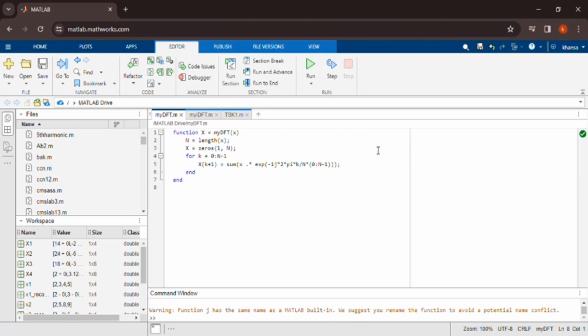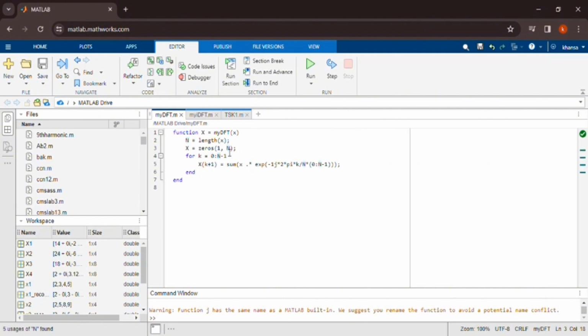This is our DSP lab number 5, and in this lab we will discuss the discrete Fourier transform and its inverse. So we have taken our first function, that is about the discrete Fourier transform, where we have taken the n, that is equal to the input signal, and then we have taken our value of x. This is our input signal, and down here we have taken some value for x.